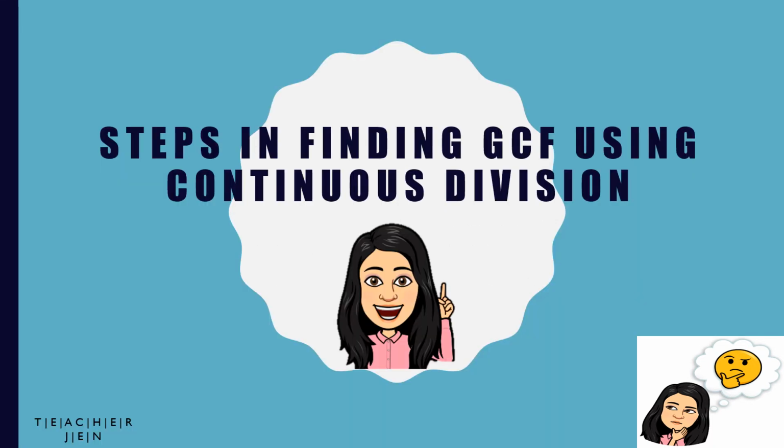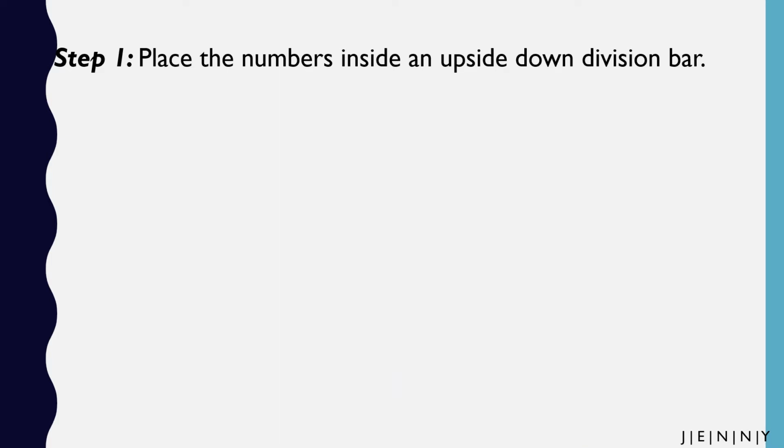In order to get the greatest common factor of the given numbers using the continuous division method, we are going to follow the following steps. So the first step is place the numbers inside an upside down division bar. So we are going to place the given numbers inside the upside down division bar. We're going to put 24 and 36 inside this upside down division bar.